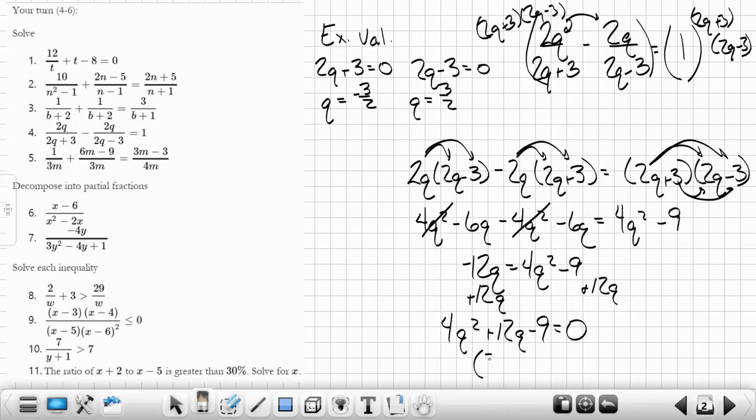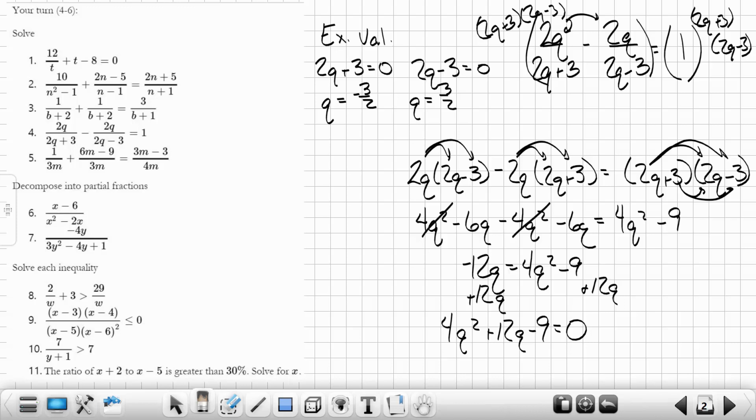This factors into 2q. No, it doesn't, actually. I apologize. It multiplies to negative 9, that's only positive 3 and negative 3, or positive 9 and negative 9. That might not factor, because it multiplies to 9 and adds to 12. Oh, but we've got the 4 in front as well. I'm not seeing whether or not this factors simply at the moment.